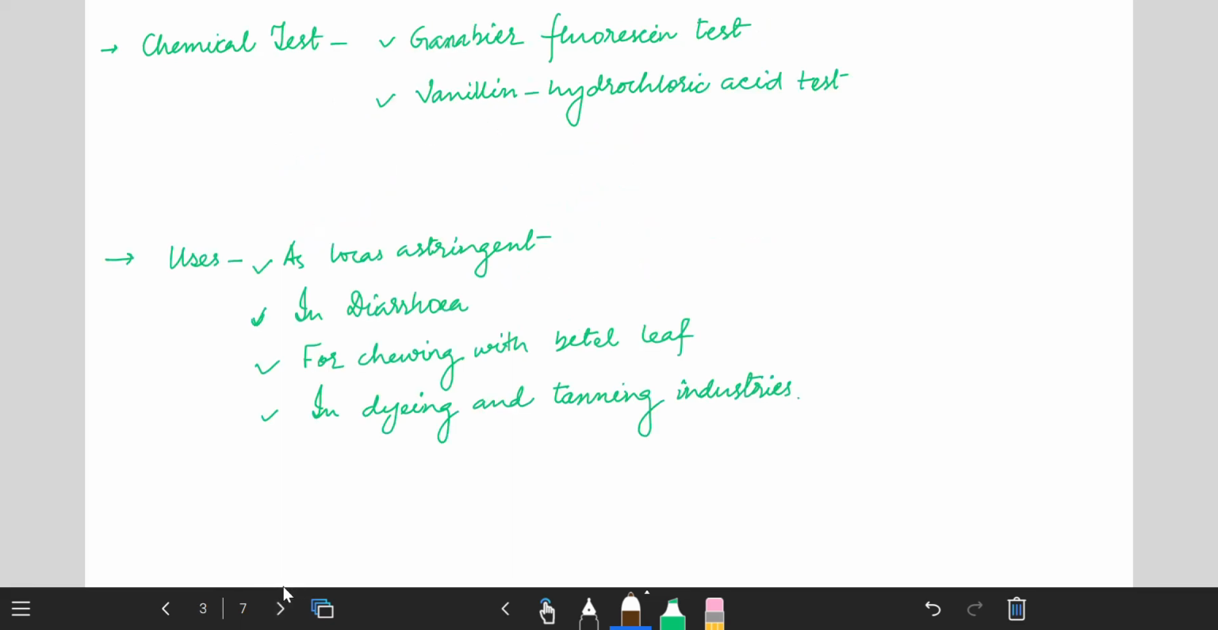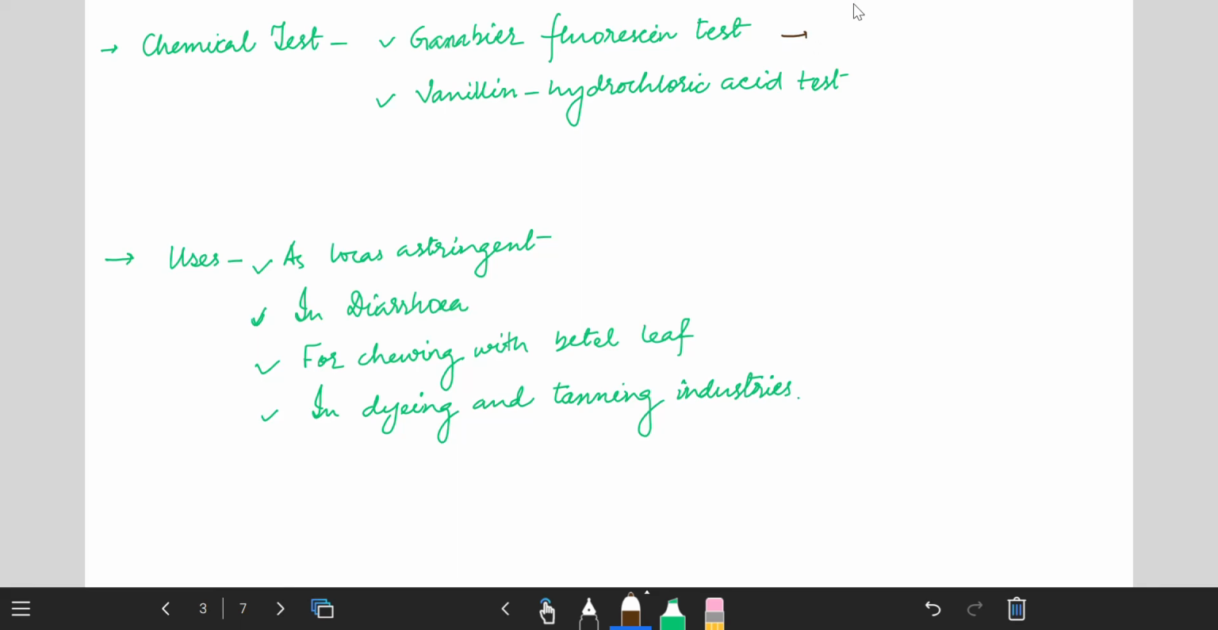So, mainly two types of chemical tests are performed. First one is Gambier fluorescence test. Second one is Vanillin hydrochloric acid test. Now we will understand in detail. In Gambier fluorescence test, the chemical constituent Gambier fluorescein, which is present in the Pale Catechu, gives the fluorescence. But Black Catechu does not give this kind of fluorescence.